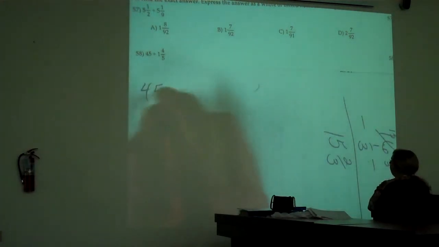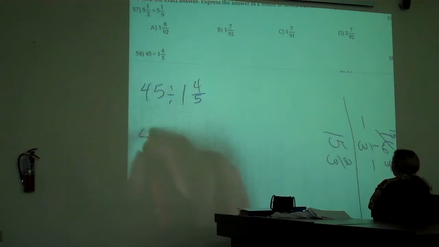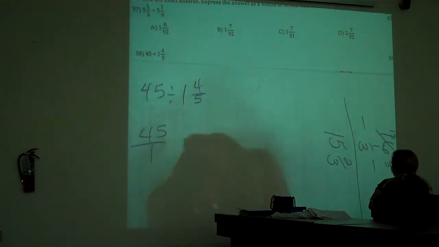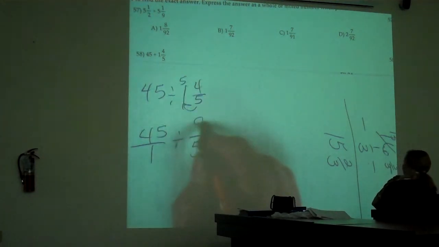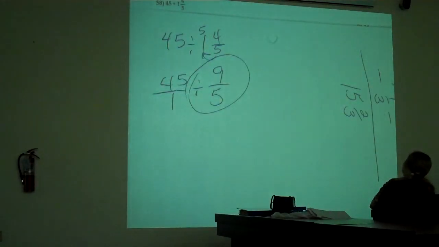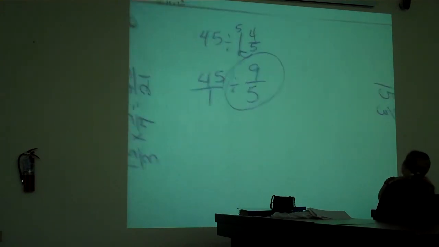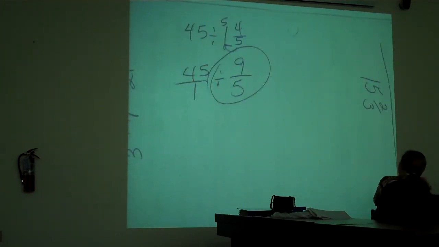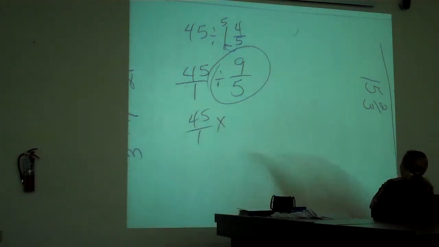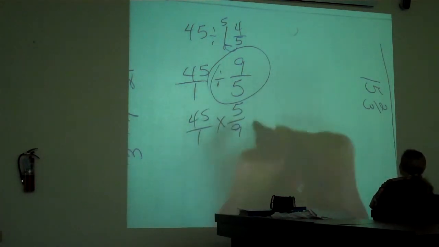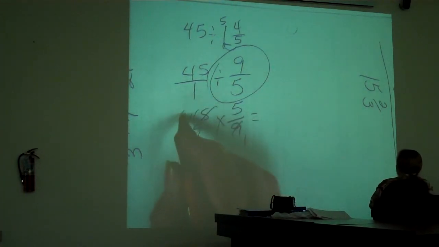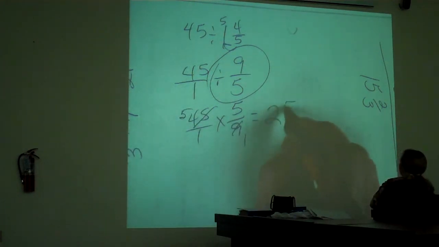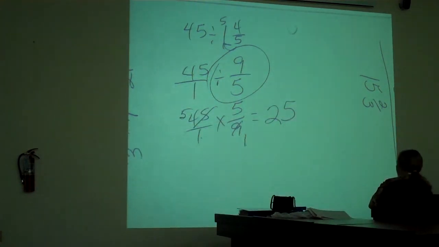Okay, 45 divided by 1 4/5. 45 is over 1. Divided by 5 plus 4 is 9, 9/5. Don't do any dividing till you get it into a multiplication problem. Okay? So we got 45 over 1 divided by 9/5 times the reciprocal. Now we can divide. Divide by 9, divide by 9. 5 times 5 is 25 over 1. 25 over 1 is 25.